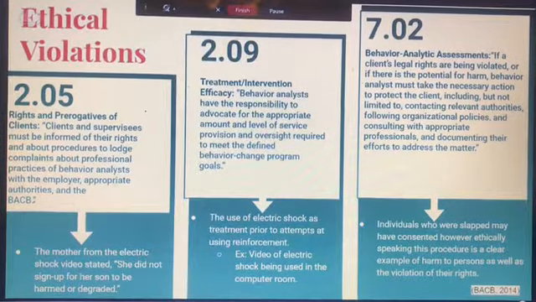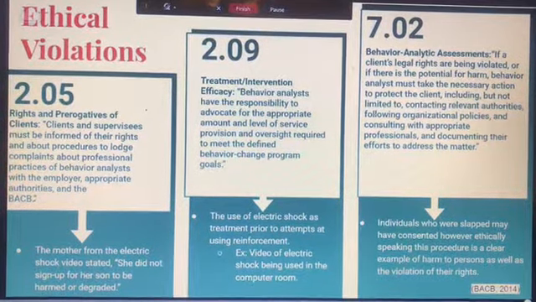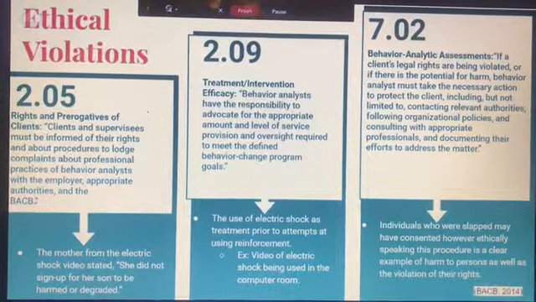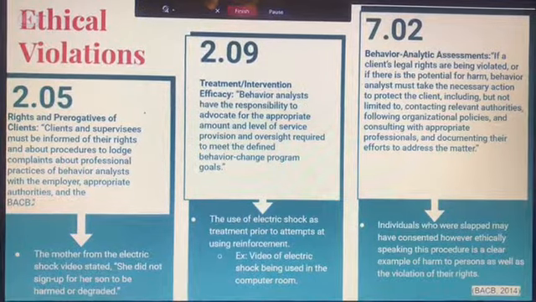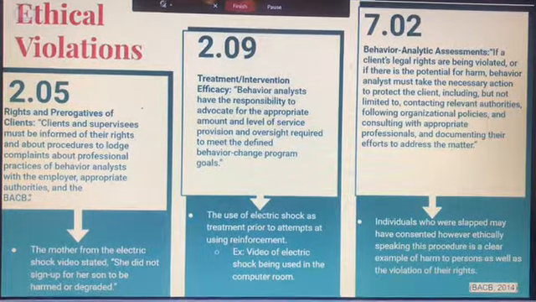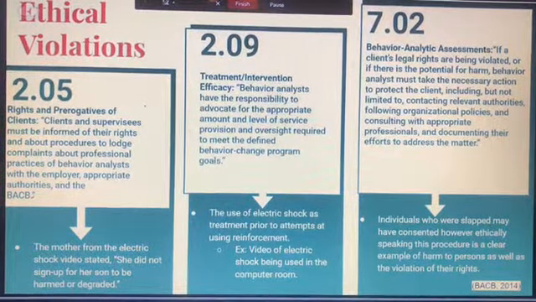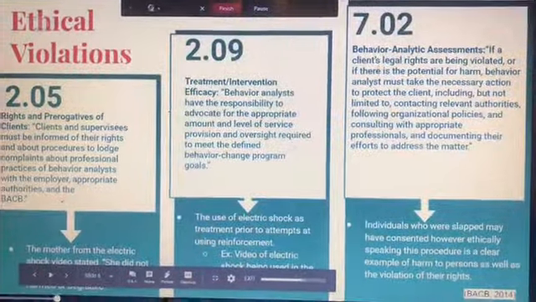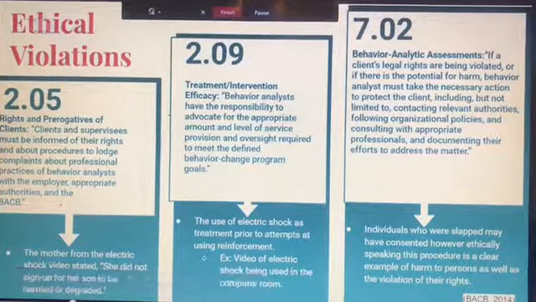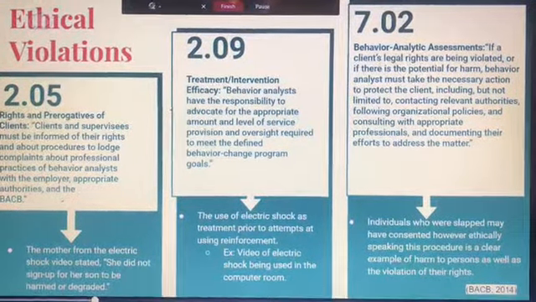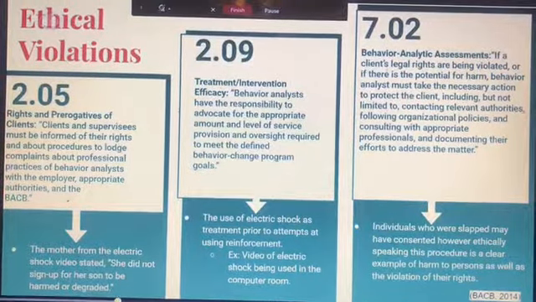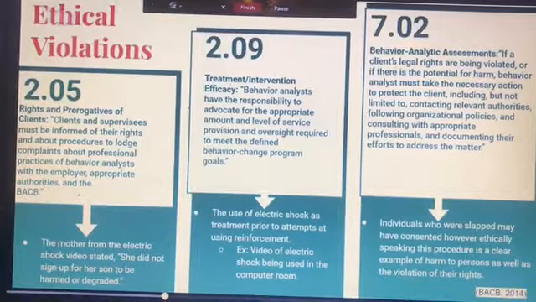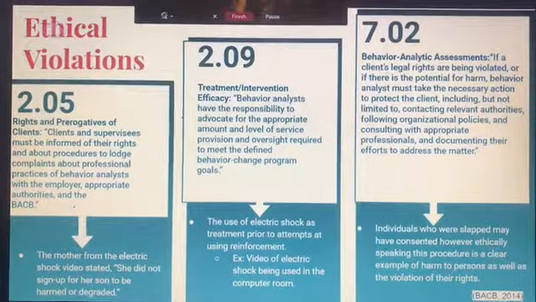In this instance, the child was in harm, and there was a level of severity in which I believe they should have used reinforcement at first, or at least given him a prompt versus immediately administering the electric shock based off of his non-response to remove his coat. Finally, Ethics Code 7.02, Behavior Analytic Assessments. If a client's legal rights are being violated, or if there is a potential for harm, behavior analysts must take the necessary actions to protect that client.